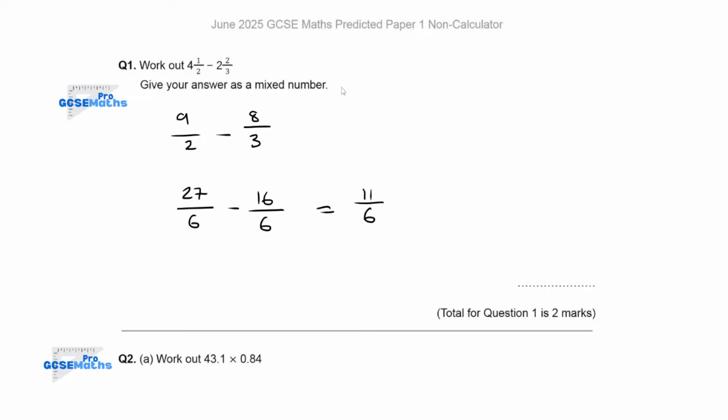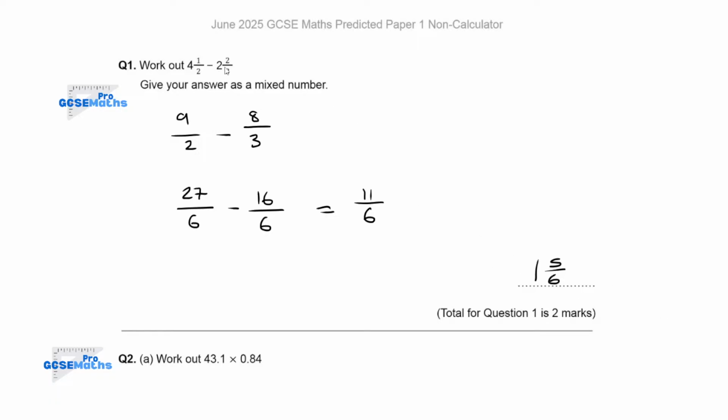However, they do say give your answer as a mixed number, so I'm going to convert it back. Just double check in the exam whether it wants it converted back or simplified. So 6 would go in once with a remainder of 5/6. That would be the most simplified answer. That's how I do it. You might do it a different way, as long as you get 1 and 5/6 at the end. Because it says give it as a mixed number, if you left it as 11 over 6, you wouldn't get the 2 marks. It has to be a mixed number at the end.